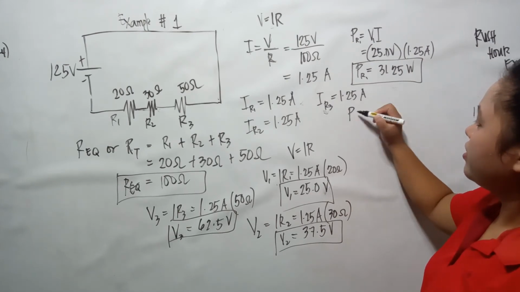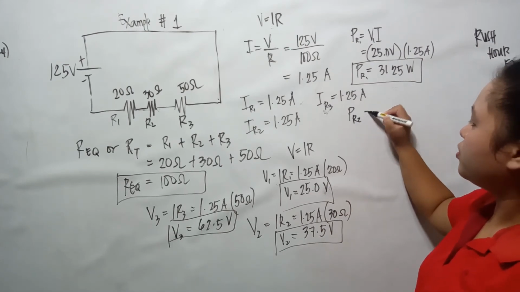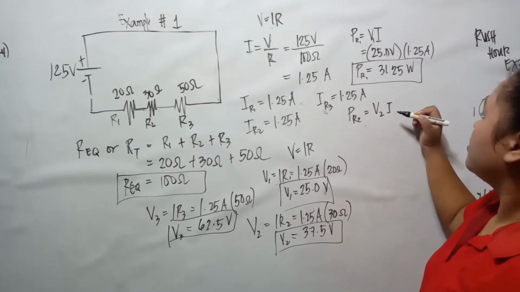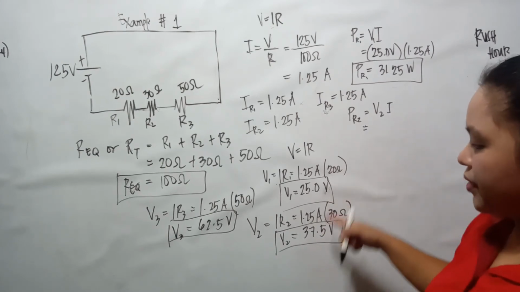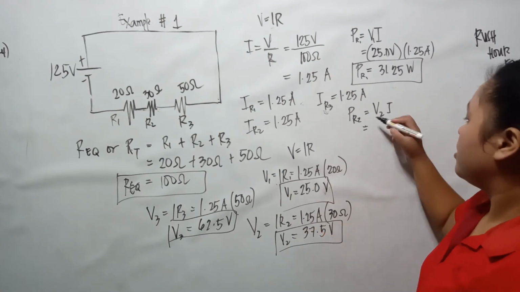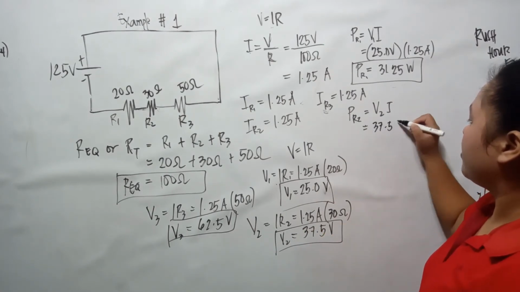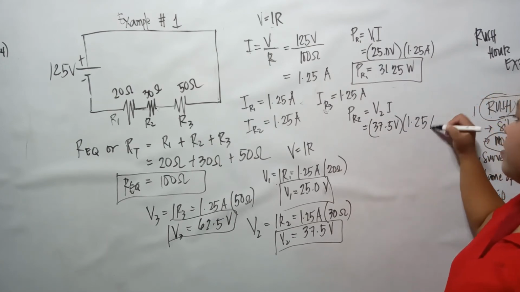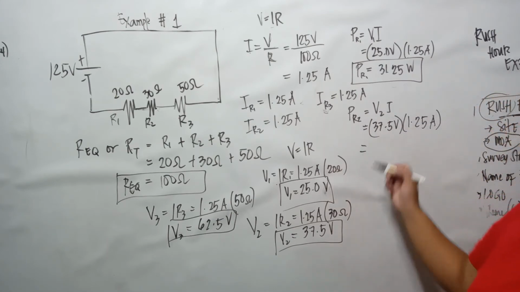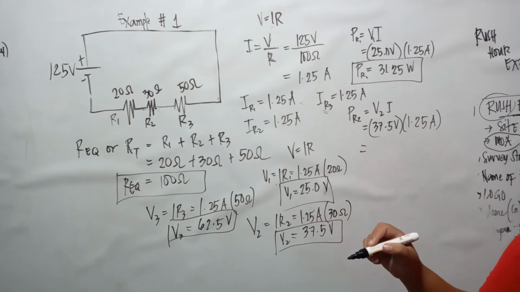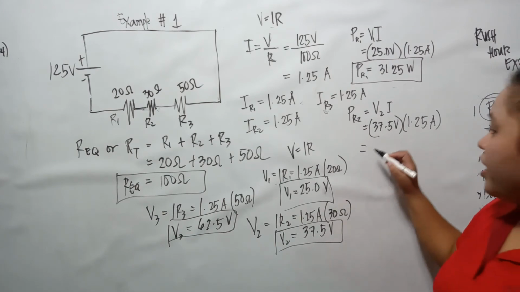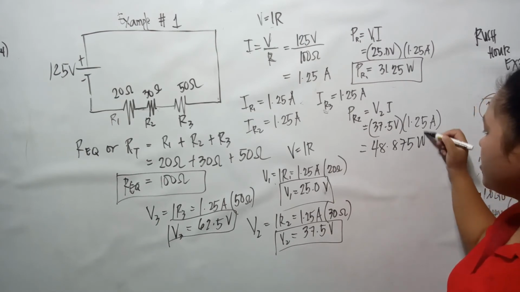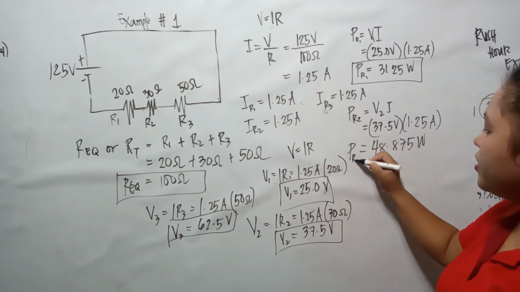Next, we get the power at resistor 2. So we have V2 multiplied by the current. The voltage drop in resistor 2 is 37.5 volts, multiplied by 1.25 amperes. So we get 48.875 watts. So we have P2.